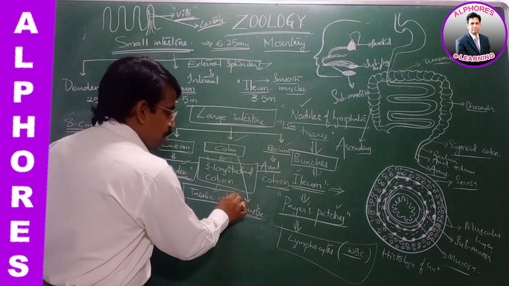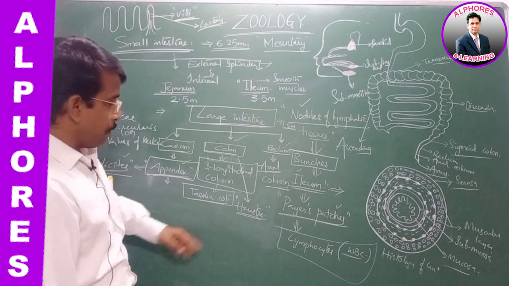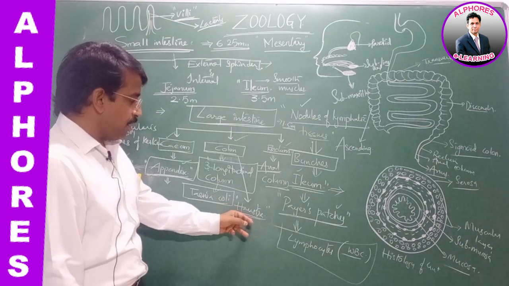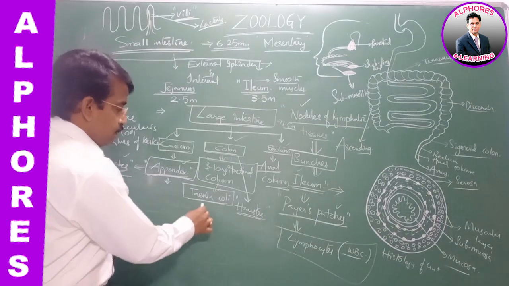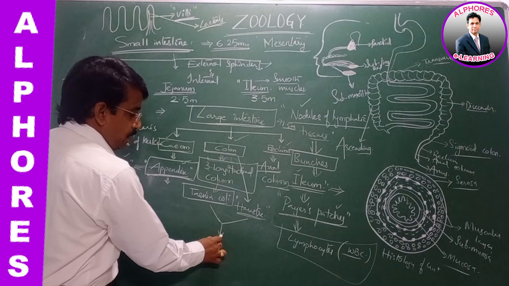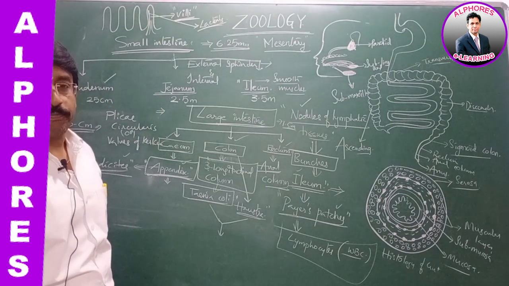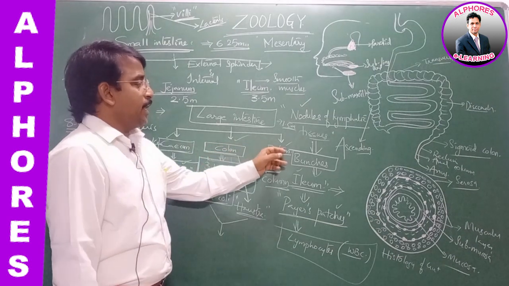Besides that, there are the pouches. The pouches in the colon are named the haustra. So the colon is characterized by the tinea coli and haustra. The colon leads into the rectum.